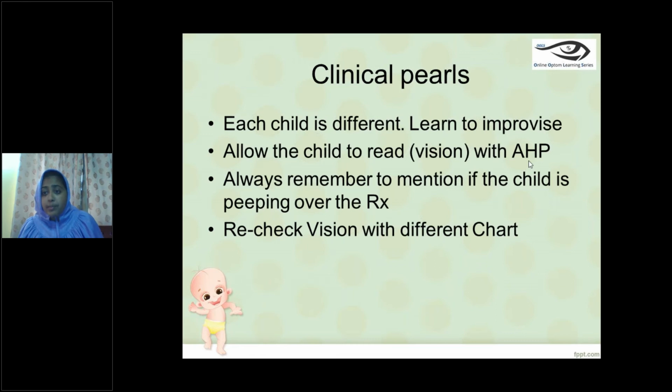Next, we have to always remember to mention if the child is peeping over the Rx. This will give us an idea if the child is undercorrected, overcorrected, or is not preferring the glasses. So we have to remember to mention that, and always recheck the vision with different charts, because children have a very amazing brain and they can just remember all the charts because they are coming again and again to you, so they'll just remember every chart. So it's recommended to recheck the vision with different charts as well.